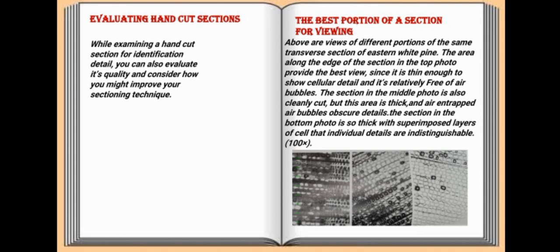The next is evaluating hand-cut sections. While examining a hand-cut section for identification detail, you can also evaluate its quality and consider how you might improve your sectioning technique. When preparing a specimen for microscopic viewing, selecting the best portion of the section to observe is crucial for obtaining a clear and representative image.